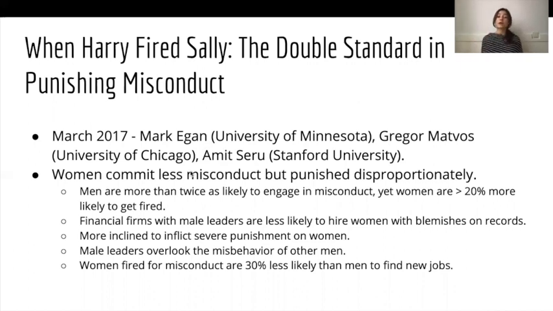The research also finds that financial firms with primarily male leaders are less likely to hire women with blemishes on their employment records. Those same companies are more inclined to inflict severe punishment on women who make errors. Male executives are more likely to overlook the misbehavior of other men, and women who get fired for misconduct are 30% less likely than male advisors to find a job.